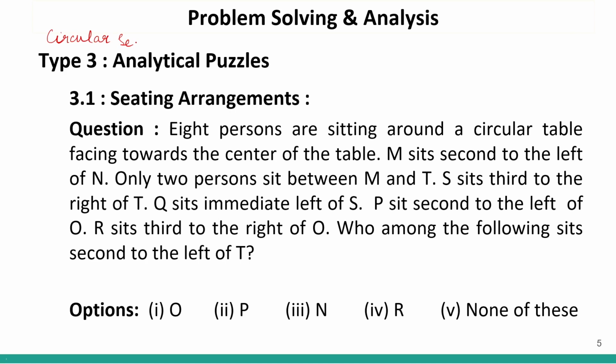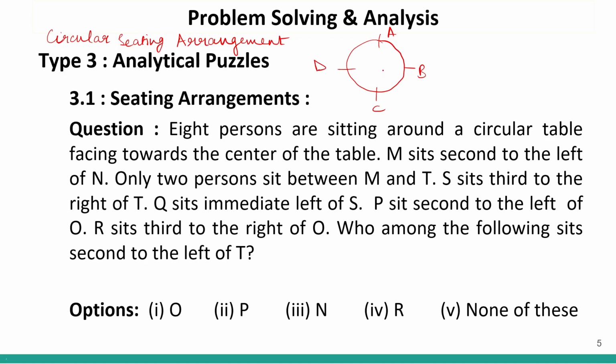Circular seating arrangement. This is your second type, circular seating arrangement. As the name suggests, everybody will be sitting in a circle. So maybe A, B, C, D. Everybody sits in a circle.